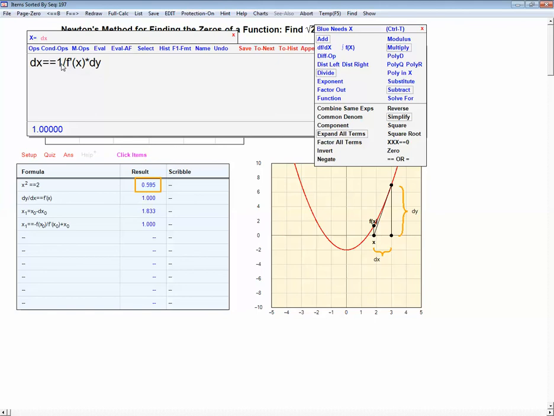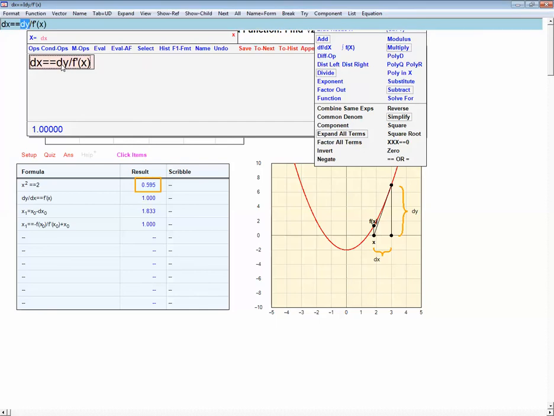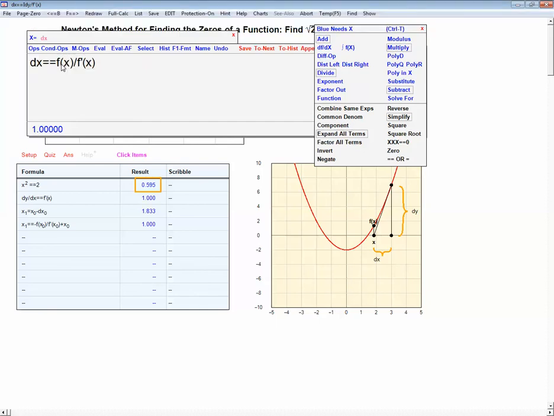dx is this expression. Let me rewrite it. I'm going to write it as dy divided by f prime of x. But now look at the picture. Since this bottom point here is on 0, it's on the x-axis, dy is actually equal to f of x. This gap from here up to here is just f of x. So for dy, I can substitute f of x.